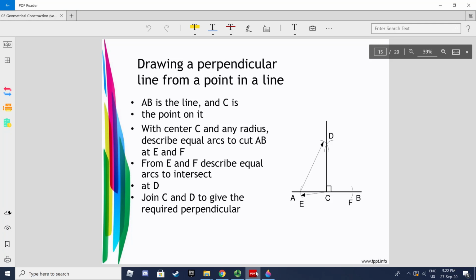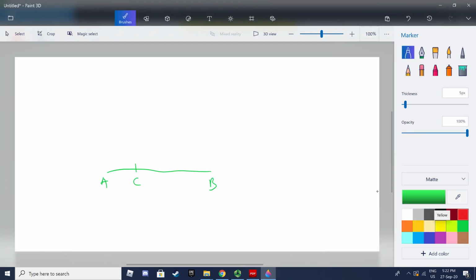Right, so with center C at any radius, let's say this one, I'm using other colors, maybe red color, using the same radius, C is the center of the compass where there is the sharp point here. You mark here once, and you mark here once, using the same opening. Let's say this is D and E. Then from here you can open your compass a bit, then you can mark here once, and you can mark here once. So once you get this point, from D and E, then you can connect this point.